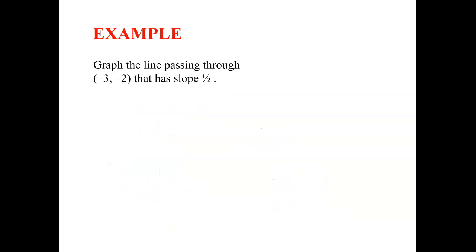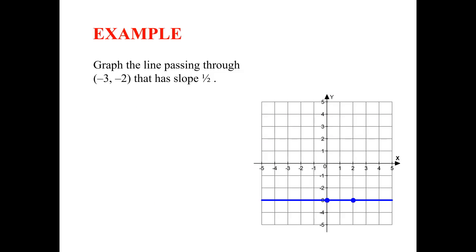Always keep it consistent. Graph a line that passes through the given point and has a slope of 1/2. Ignore the blue line on the bottom. Alright, so the given point, -3, -2. What quadrant is that located in? Third. Third quadrant. We got 1, 2, 3, 4. Okay, so I got -3, -2.